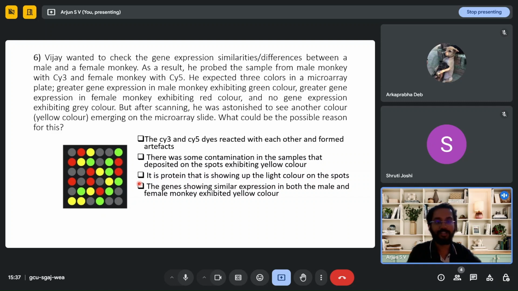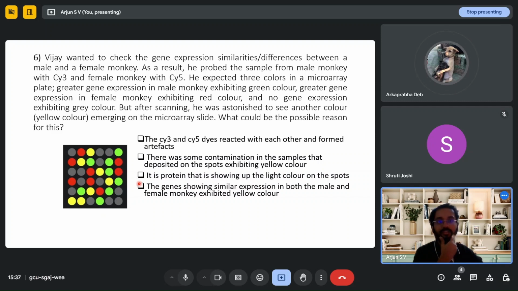This is also a pretty straightforward question. This concept was also discussed in one of the lectures. The options are: the Cy3 and Cy5 dyes reacted with each other and formed artifacts; there was some contamination in the samples deposited on the spots exhibiting yellow color; it is protein that is showing up the light color on the spots; the gene showing similar expression in both the male and the female monkey exhibited yellow color.